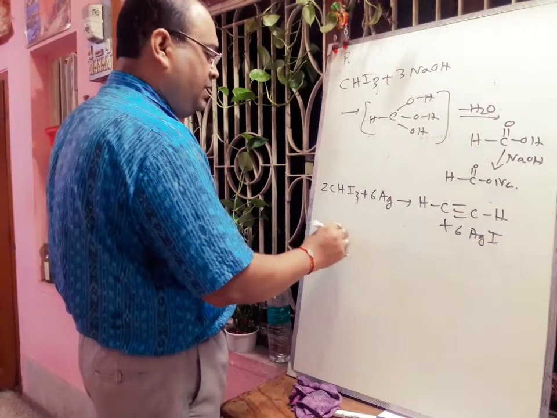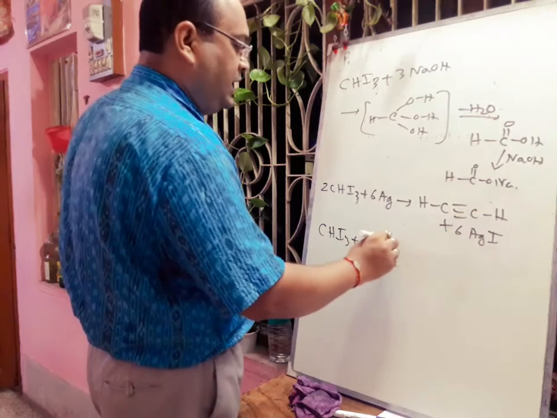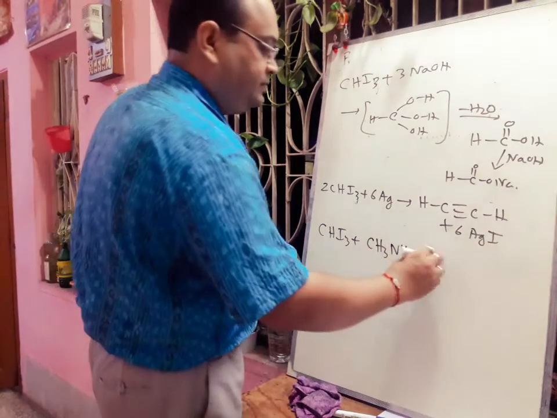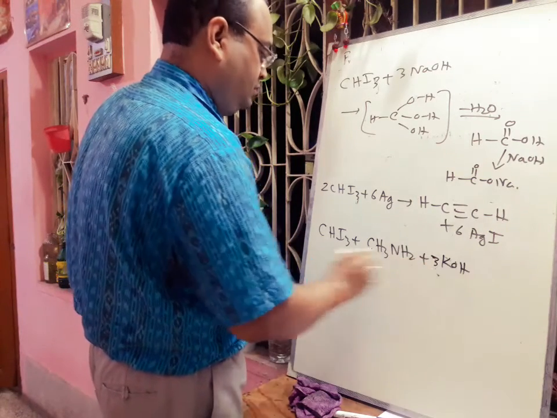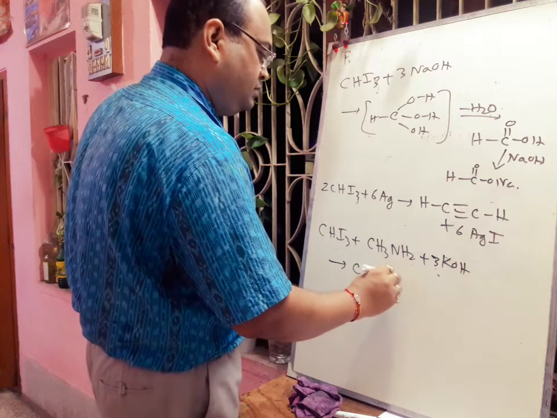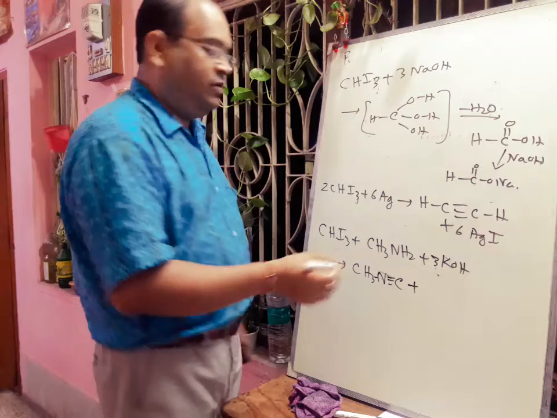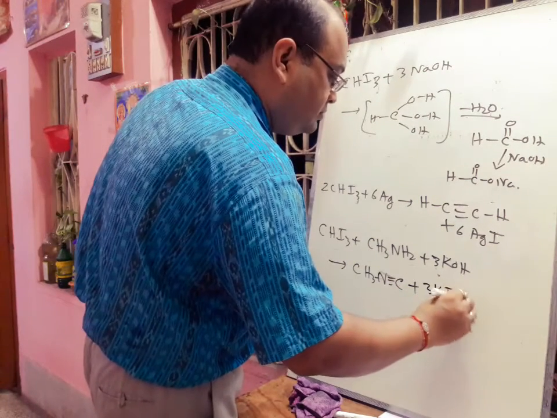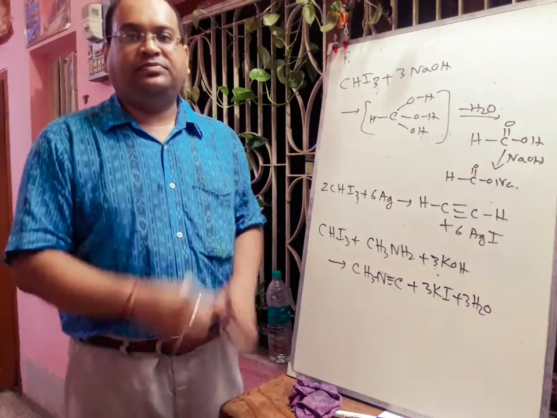Next we will discuss the carbylamine reaction. It will also give the carbylamine reaction. If we take CHI3 and methylamine plus alcoholic KOH, 3 KOH, then there will be formation of methyl isocyanate, with an obnoxious, very unpleasant smell. With this there will be formation of 3 KI plus 3 H2O. And this reaction is named the carbylamine reaction.